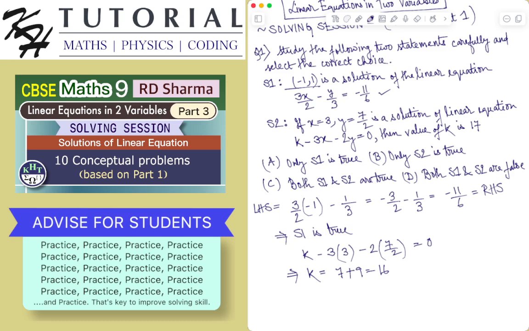So the value of k is 16, and statement 2 is saying that the value of k is 17. So we can see this is not equal to 17. So we can see that the statement S2 is false. This is a false statement. So definitely the correct choice will be S1 is true only. So we see that only S1 is true. So the correct choice is A. A is the correct choice.